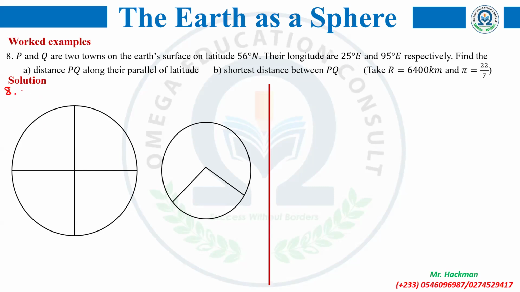Given P, what is the latitude of P? 56 degrees north. What is the longitude of P? We are told it is this and this respectively, for P and Q. So that will be 25 degrees east. Is my point well made?